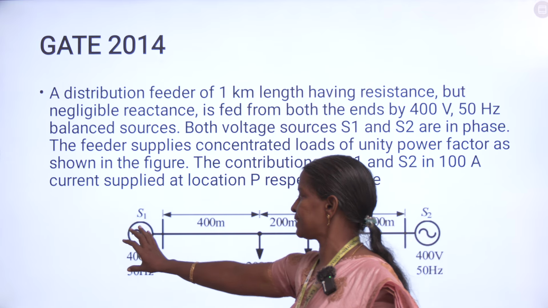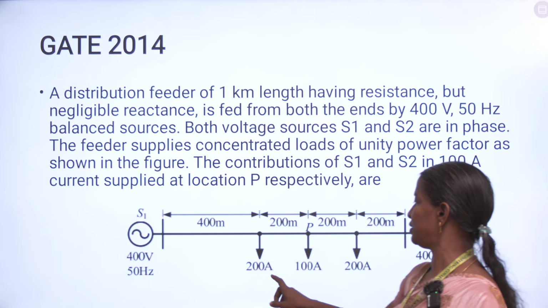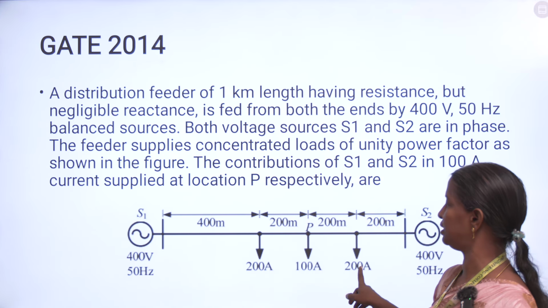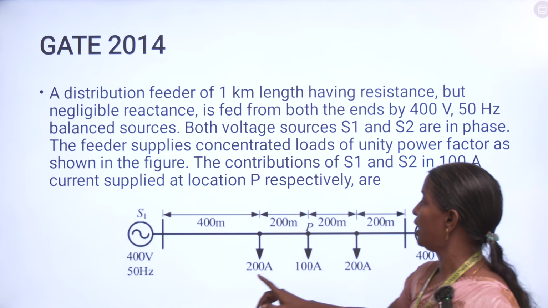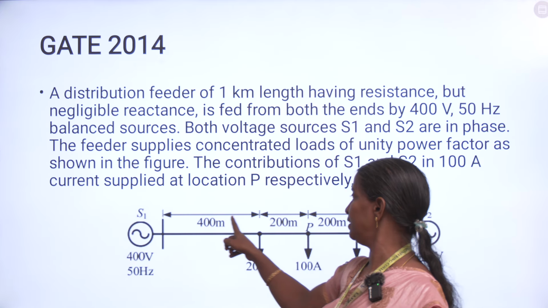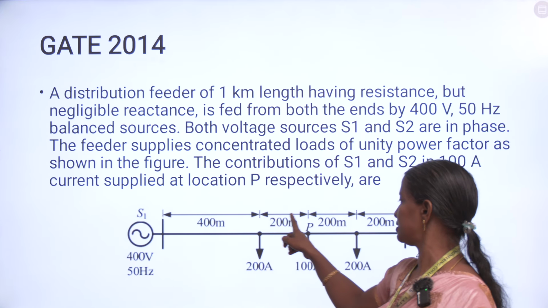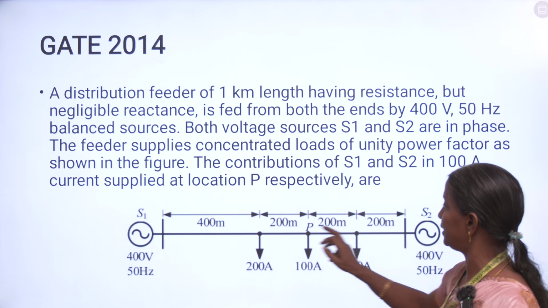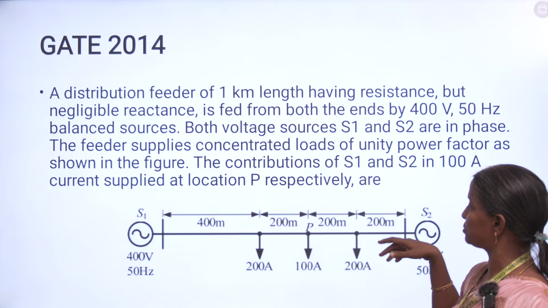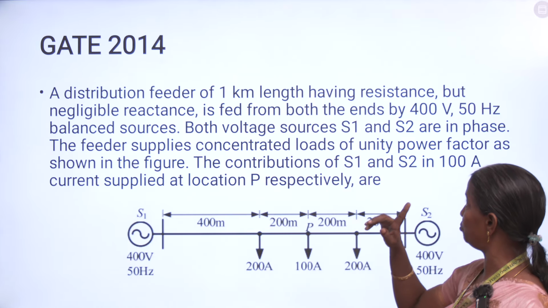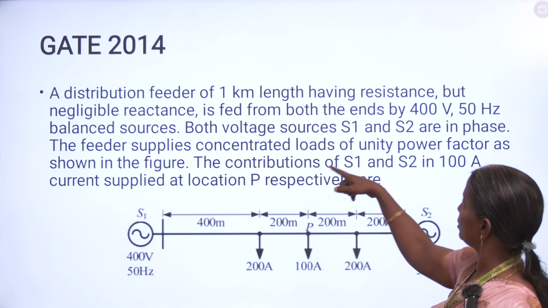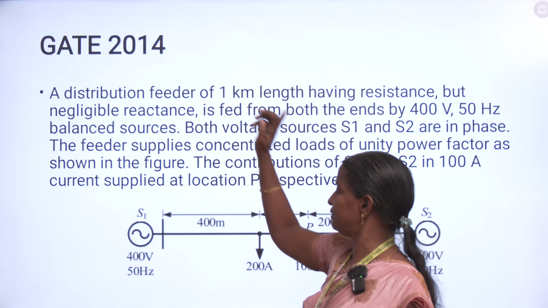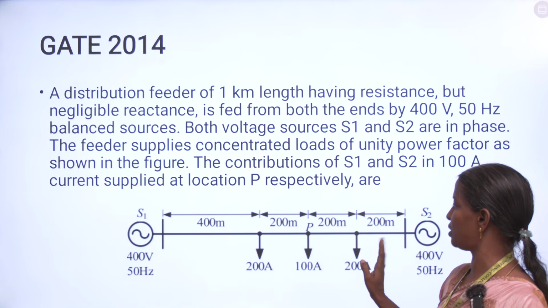So this S1 is a substation, this S2 is a substation. You are having so many loads. Here 3 loads are there: 200 amps, 100 amps and then 200 amps. And the distances are directly given: from S1 400 meters, from here to here 200, here to here 200, here to here 200. We have to add them: 400 plus 400 plus 200, 1000 meters, which is equal to 1 kilometer. In the question also they have given it is 1 kilometer, in the first line itself. So we matched all the things.